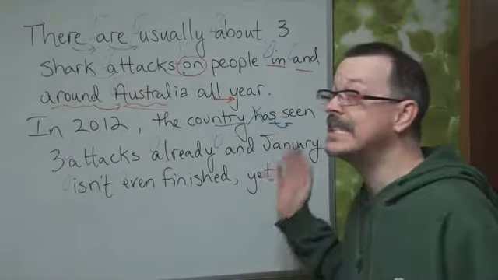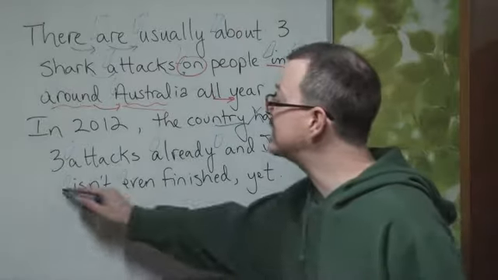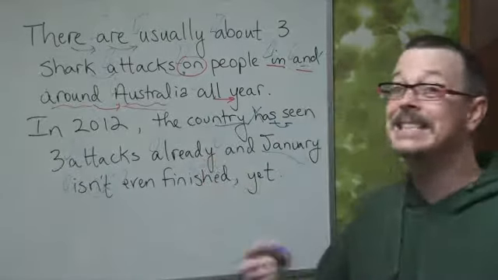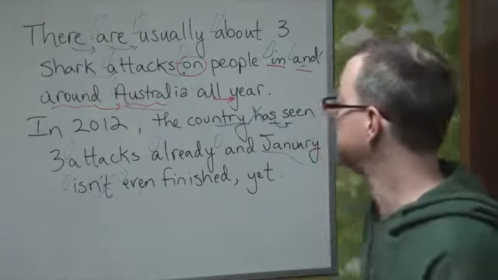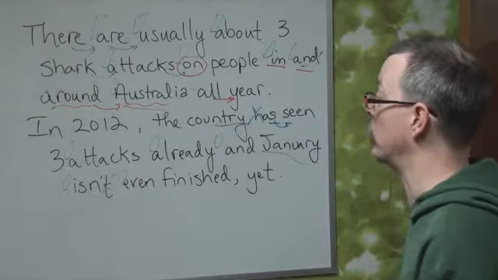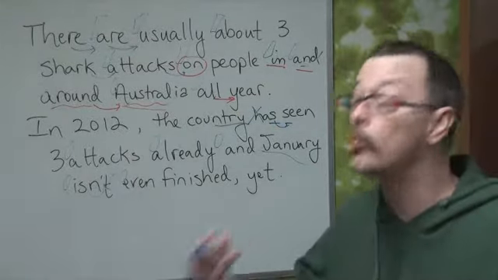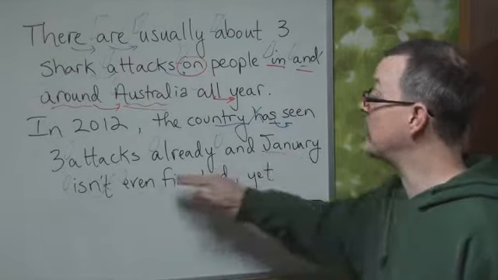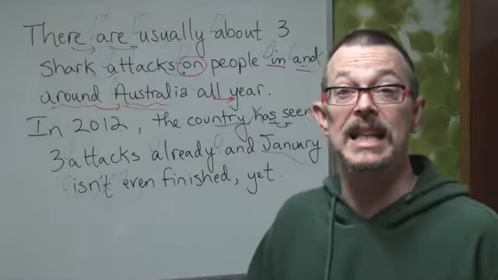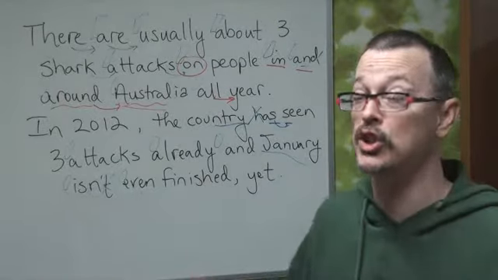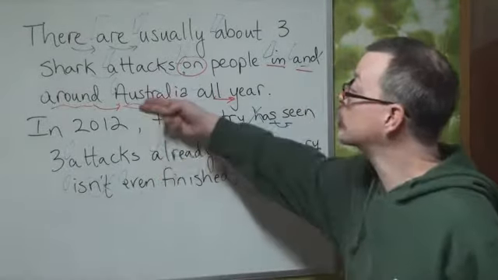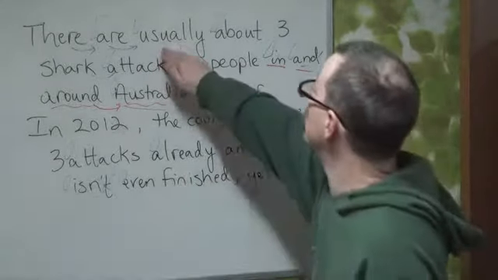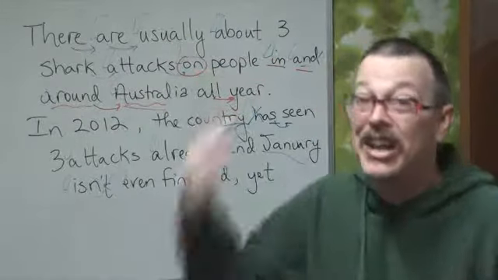And January isn't even, this N kills the T, just like up here, N kills the T, isn't even finished yet. In 2012, the country has seen 3 attacks already. And January isn't even finished yet. So January, we still have several days left, several days remaining in January, but already Australia has seen, has experienced 3 shark attacks. And usually there's about 3 shark attacks a year.